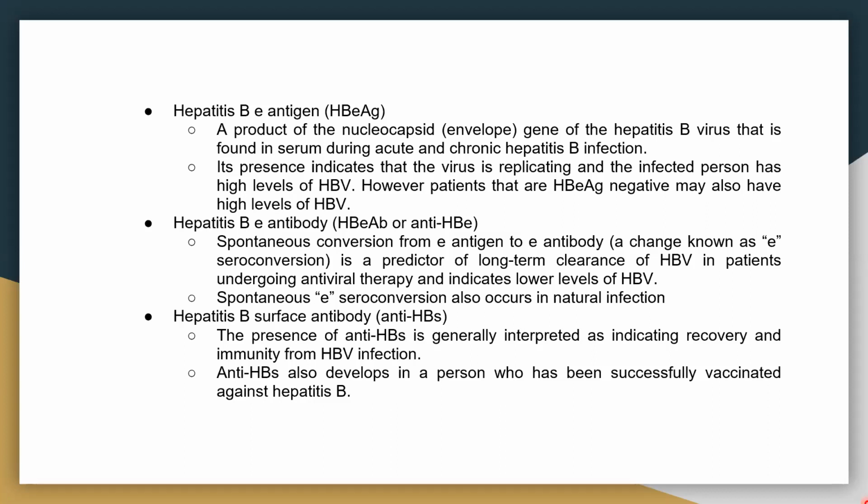Lastly is your hepatitis B surface antibody, or your anti-HBs. So the presence of anti-HBs is generally interpreted as indicating recovery and immunity from HBV infection. Anti-HBs also develops in a person who has been successfully vaccinated against hepatitis B.